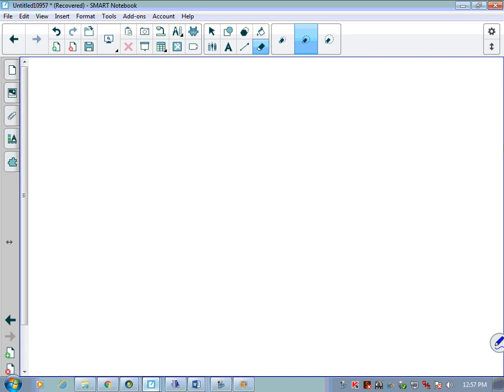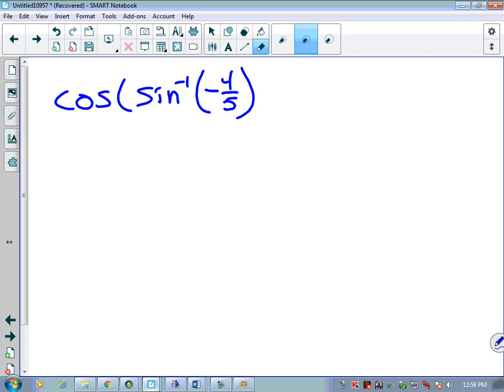What I told the other class is use your calculator to verify your answer, or even find out the answer from your calculator and then make sure your work follows with that. So 6c is effectively saying cosine times the inverse of sine, sine to the negative first, negative 4/5.